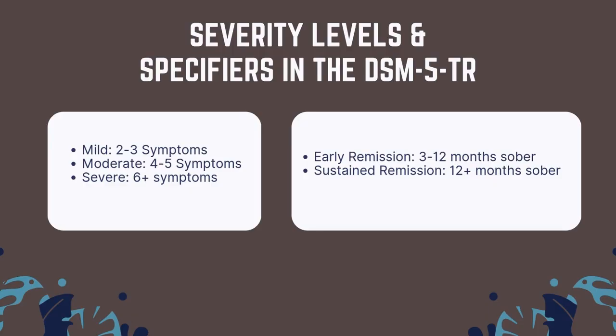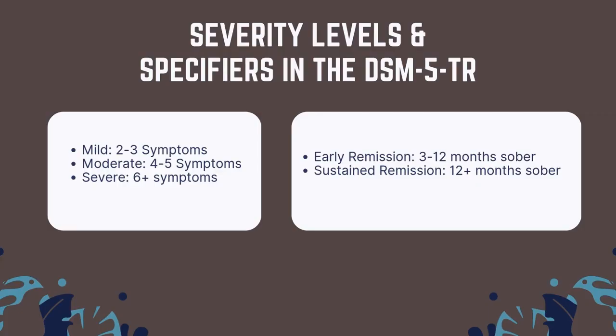So we have something called early remission, which is 3 to 12 months sober, and sustained remission, which is 12 or more months sober. So for instance, if I had a client who was in recovery for alcohol use, maybe they've been going to AA for 14 years, but they're coming to treatment because they're really afraid that they're going to relapse. They don't meet criteria for an alcohol use disorder right now, but I do want to document that they met criteria for an alcohol use disorder 14 years ago.